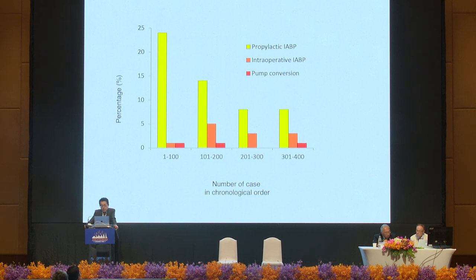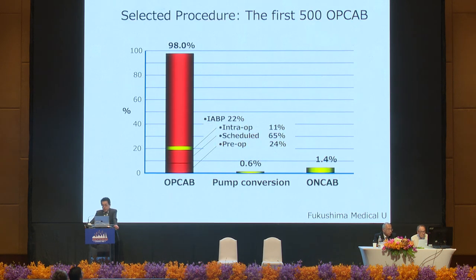Under our strategy, conversion rate was kept less than 1% during our learning period OPCAB cases. And in our learning period series, OPCAB was completed in 99.4% of the patients. Rate of conversion was 0.6%.